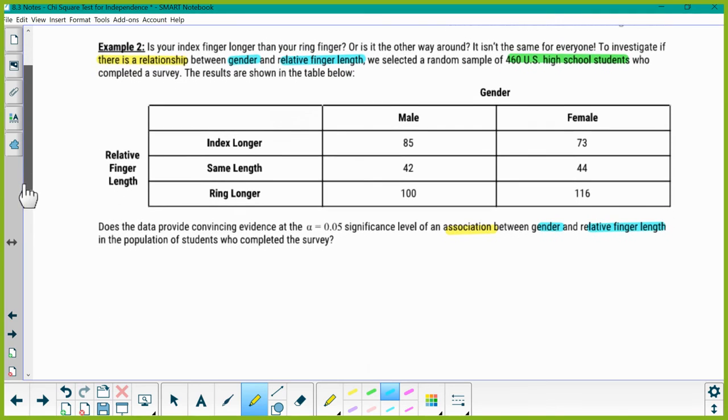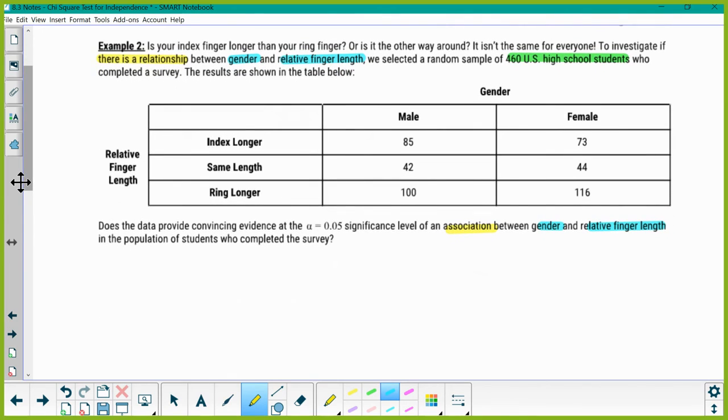So don't get confused by the fact that it may look like I have 2 populations because I have males and females. That's not where you're getting your population from. It's from what did they sample. Now, if it said they sampled 200 males and 200 females, that would be considered 2 populations. They sampled 1 group and they just asked them the question of what is your gender. So, key difference there.